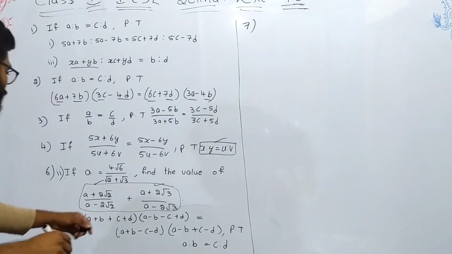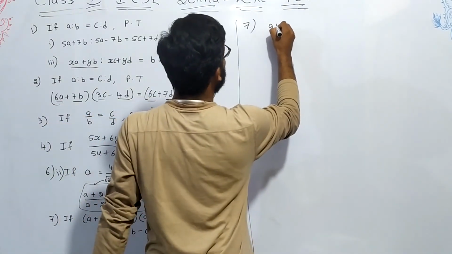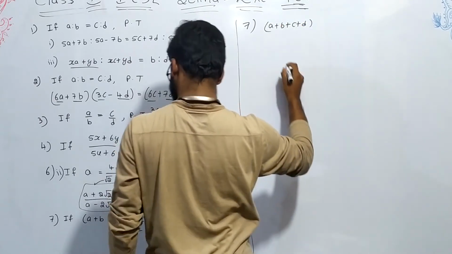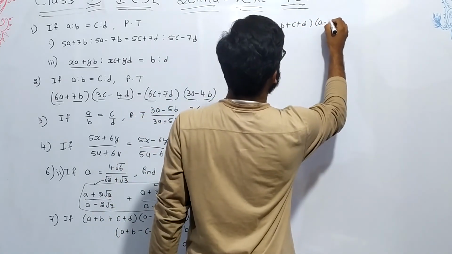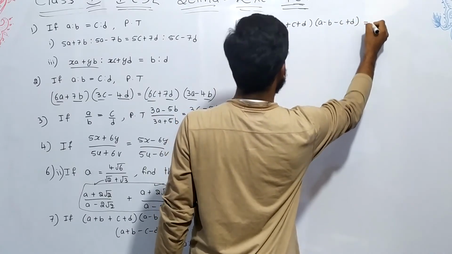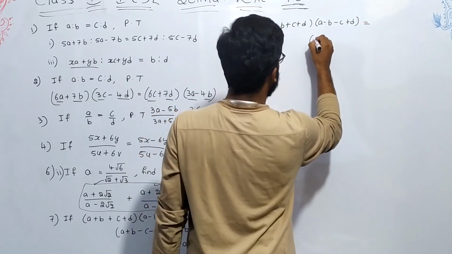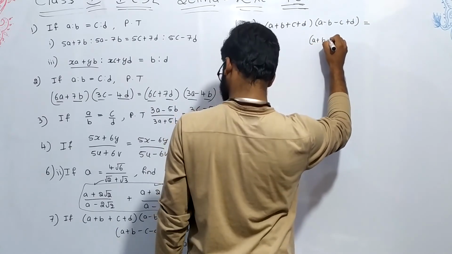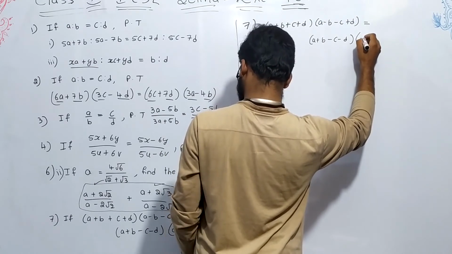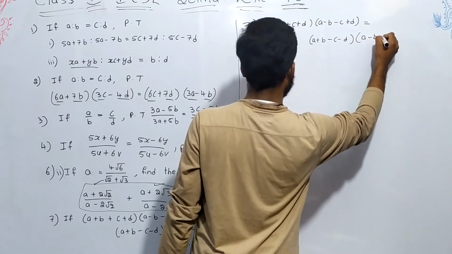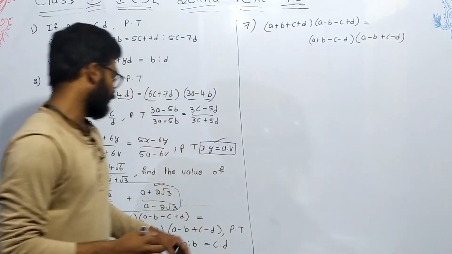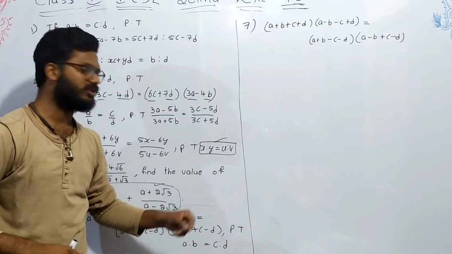What they give? Given (a + b + c + d)(a − b − c + d) = (a + b − c − d)(a − b + c − d), right? So we have to prove a is to b is equal to c is to d.